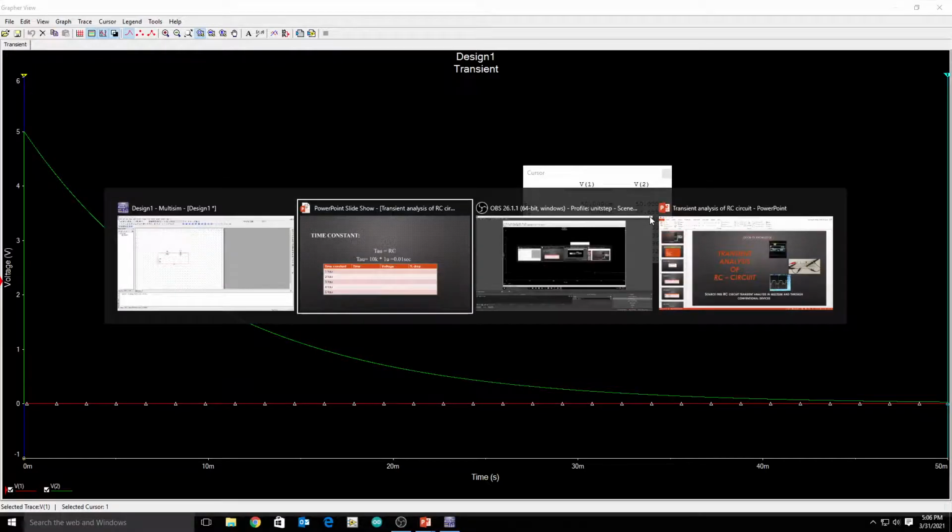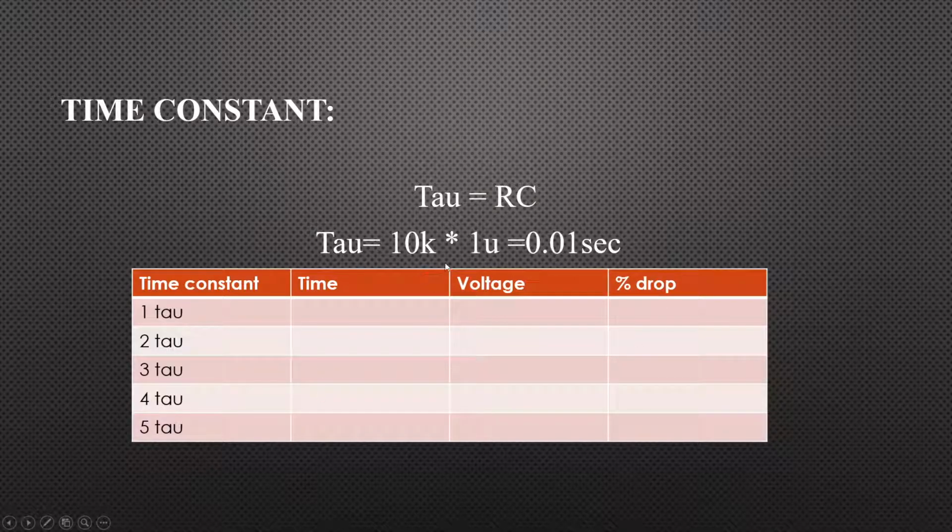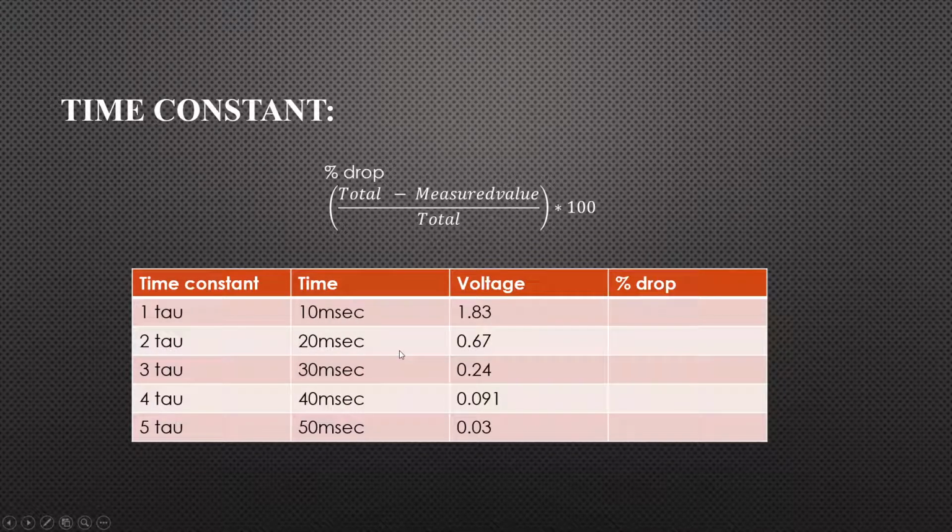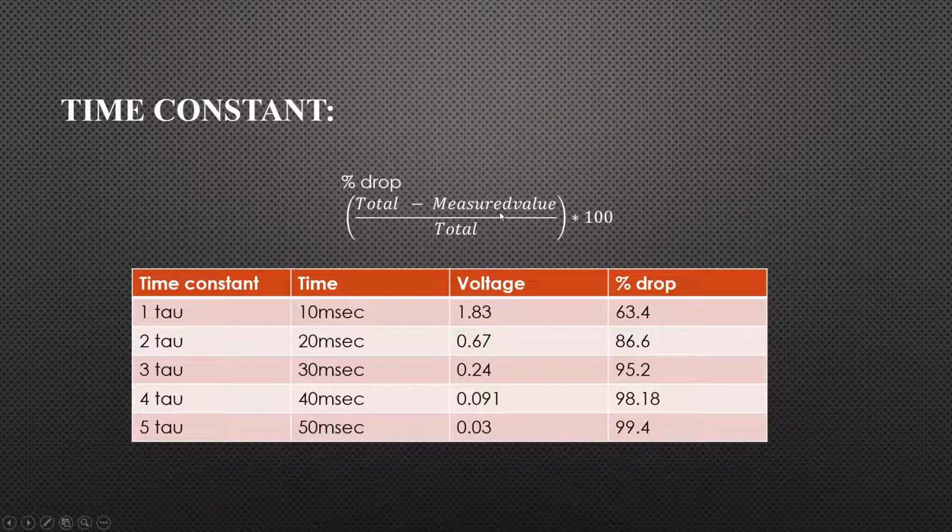Okay, so I am going to put all these values in this table. First thing, at 1 we have to check at 10 millisecond, 2 at 20 millisecond, 30, 40 and 50. We have checked it, and the values are 1.83, 0.67, 0.24, 0.091, 0.03. And the percentage of drop can be calculated through this formula. Here we have to put the total voltage, which is 5 volt minus 1.83 divided by 5, into 100. I have calculated this as well.